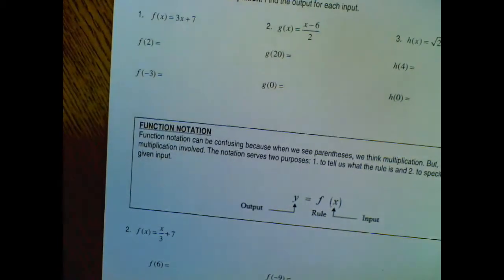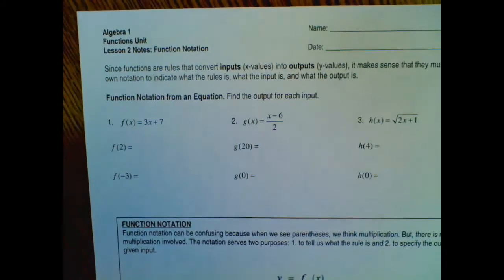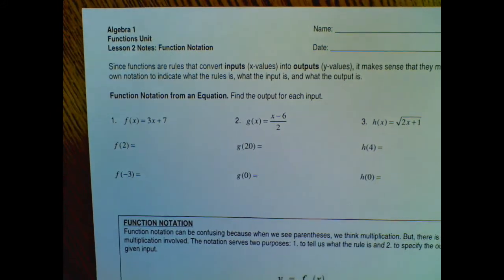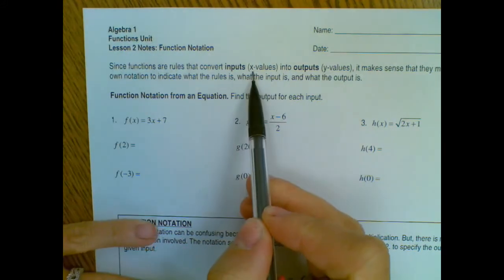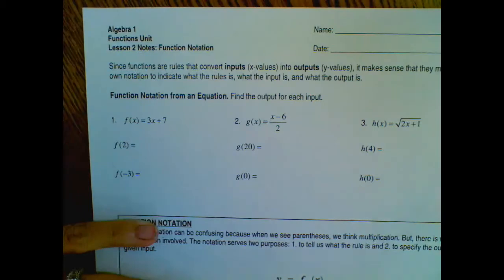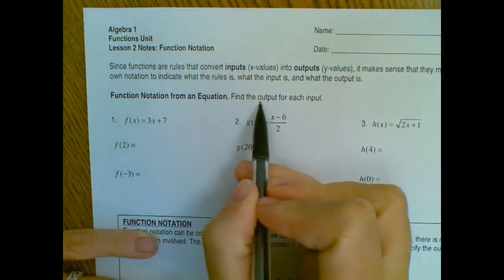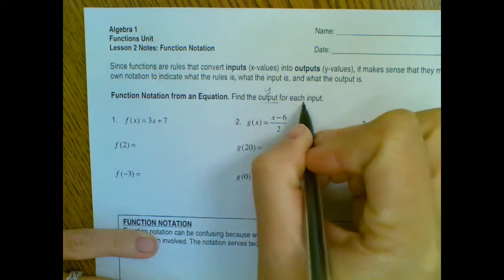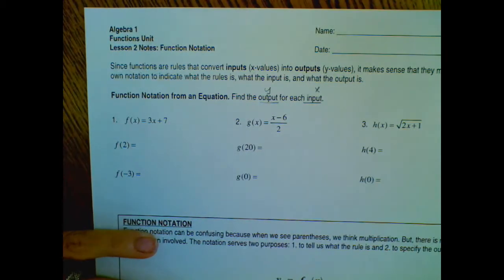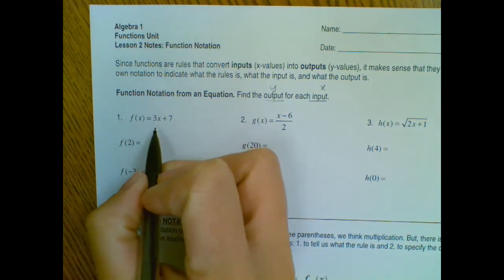Okay, group, we're on lesson 2, function notation notes. So in this part, we talk about our inputs, which are our x values, and our outputs, which are our y values. And so we're asked to find the output, which is y, for every input, which is x. So in number 1, we have 3x plus 7.